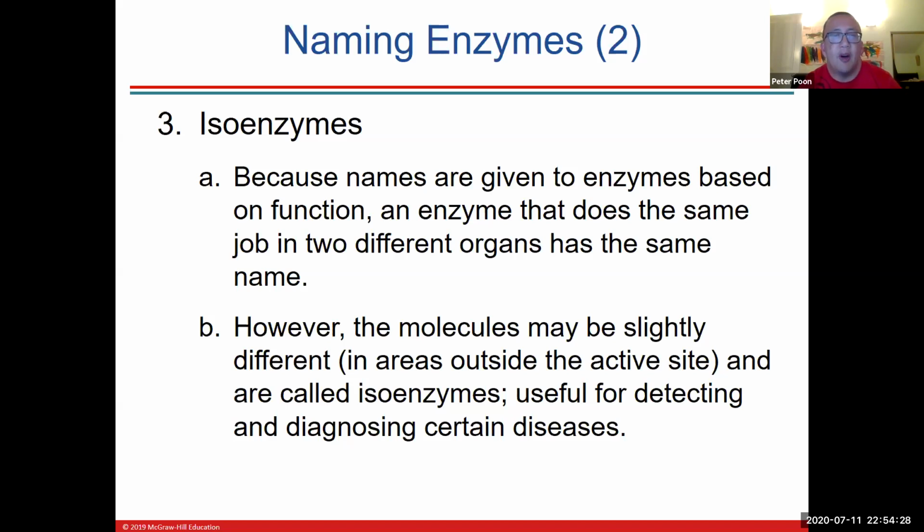Isoenzymes. Because names are given to enzymes based on function, an enzyme that does the same job in 2 different organs has the same name, so they're called isoenzymes. So you have an amylase in your mouth called salivary amylase. You have another amylase made by the pancreas called pancreatic amylase. Those 2 are isoenzymes.